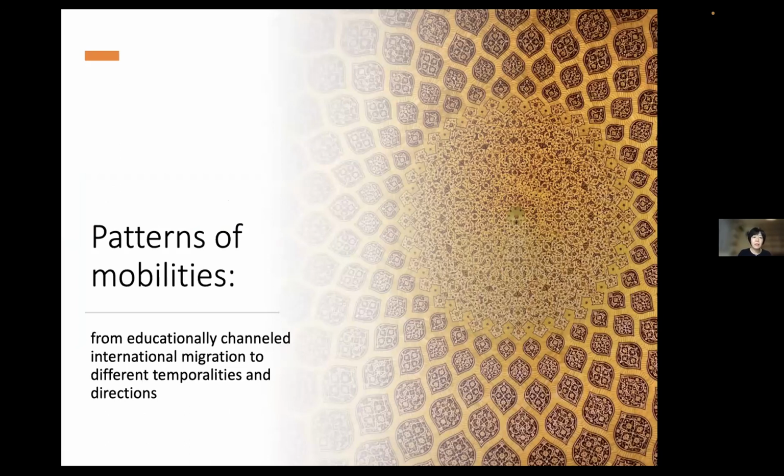Okay, so I just introduced three different kinds of international students just to show the range of international students. The next point is patterns of mobilities, from educationally channeled international migration to different temporalities and directions.